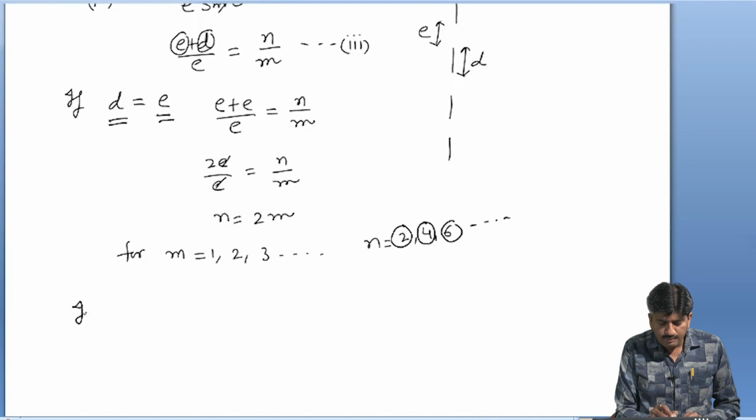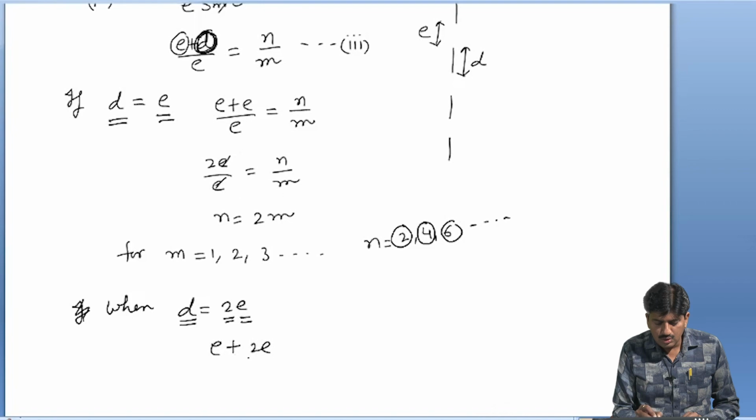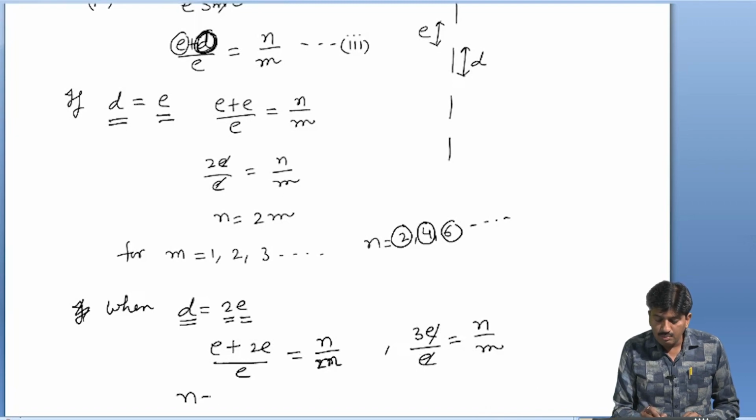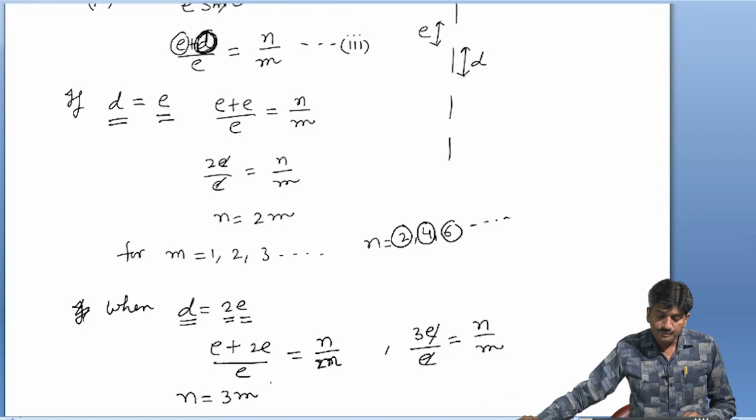Similarly, we can calculate when D is equal to twice E, that is, the separation between two slits is equal to twice the slit thickness. So D is equal to 2E. It means (E plus 2E) upon E equals n upon m, or we can say 3E upon E equals n upon m. E cancels out and n becomes equal to 3m.